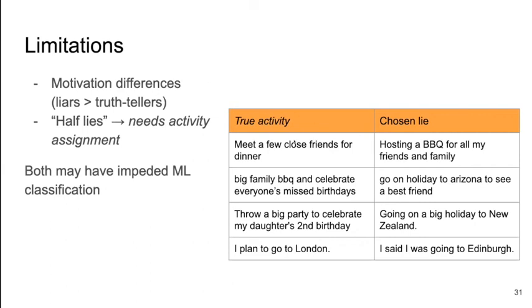Have a look at this table here with the true activity and the chosen lie. We asked them, what's the true activity that you'll do? And then what is the activity that you chose to lie about, for people who were in the deceptive condition? And then you see, for example, one person had planned to go to London, but used as the lie planning to go to Edinburgh. And you say, well, you could do a lot of embedding there when you lie. So it's not really a full lie.